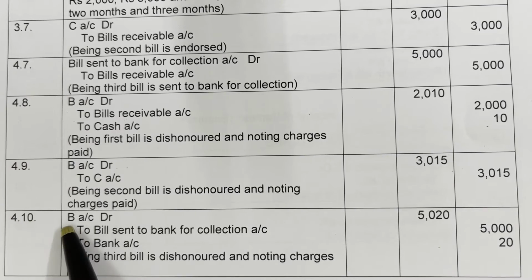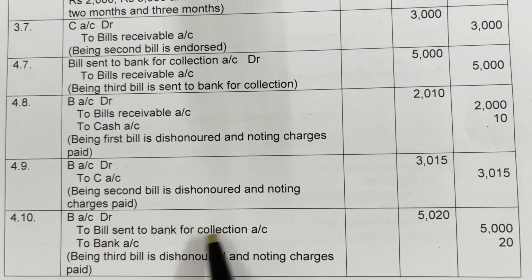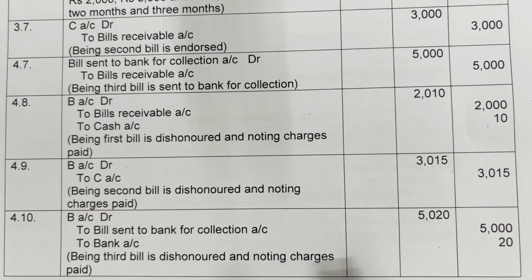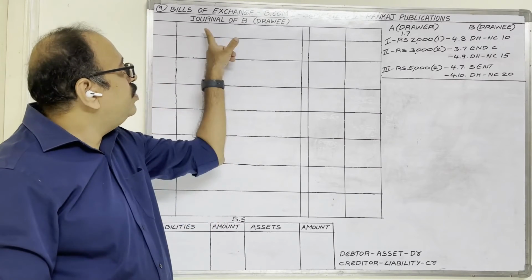4th October, B account debtor 5020 rupees, 2 bills sent to bank for collection account 5000, to bank account 20 rupees. Being third bill is dishonored and noting charges paid. A's journal is completed. Now come to B's journal.